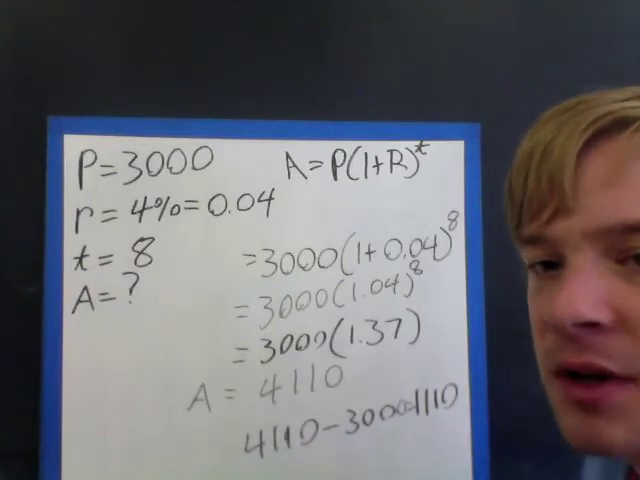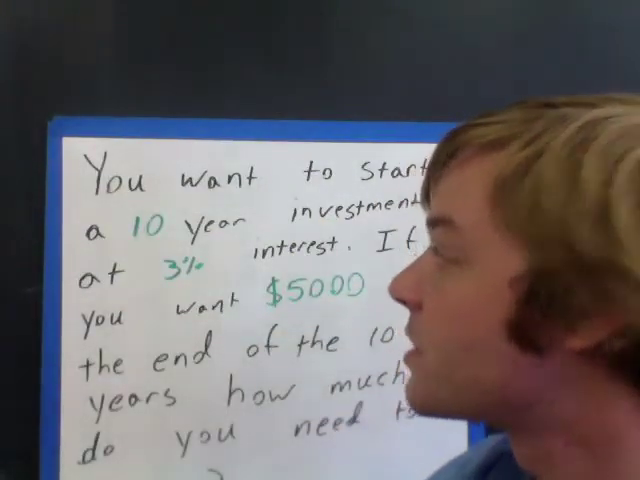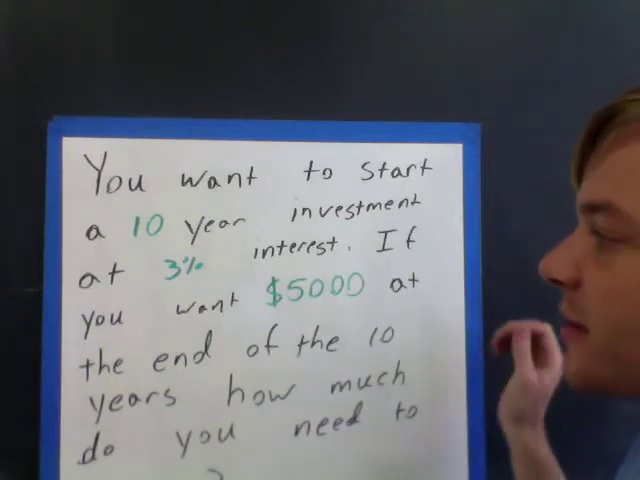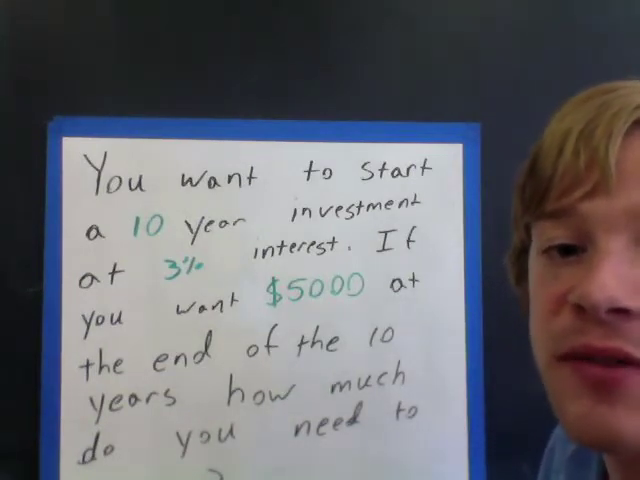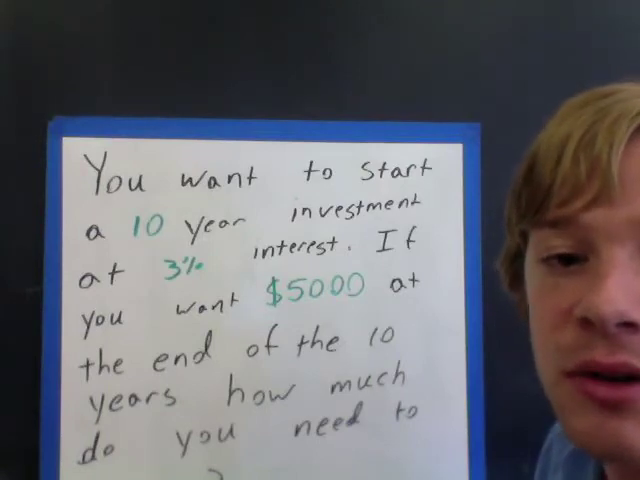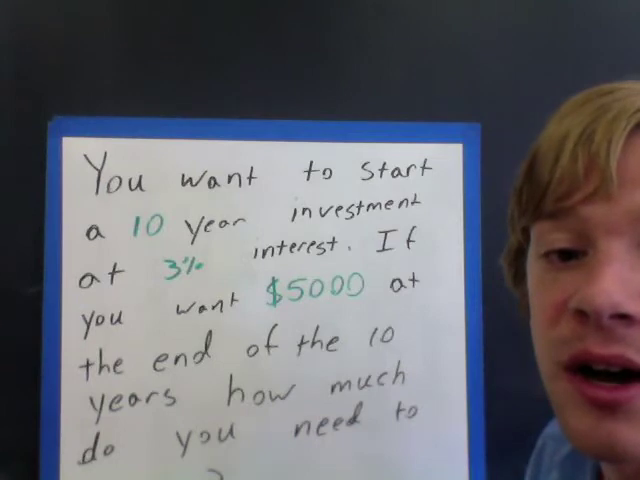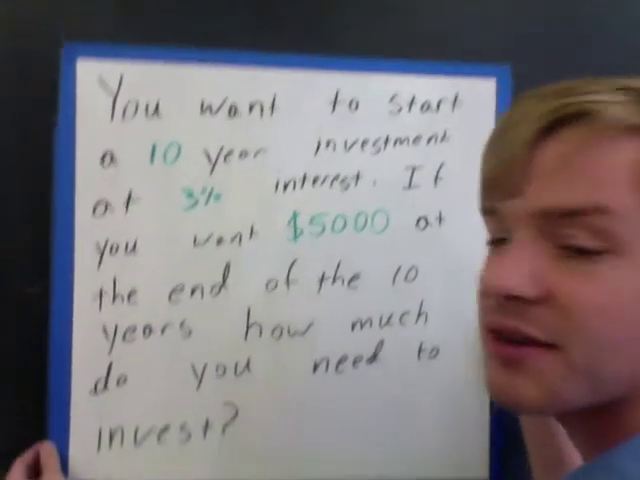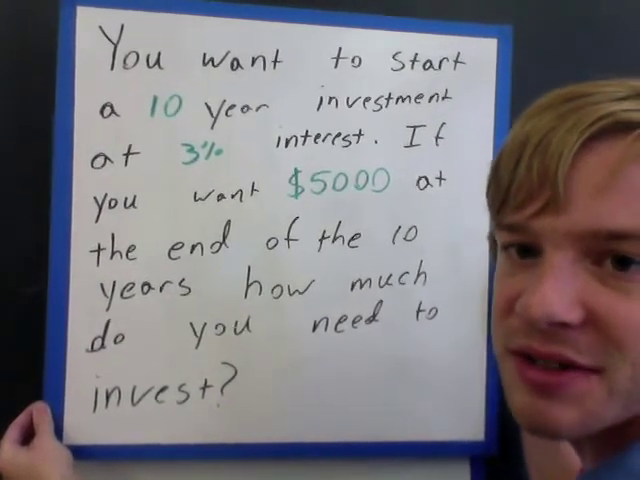The next example we're going to look at has to do with investing money and how you can make money off interest. So for instance, you want to start a 10-year investment at 3% interest. If you want $5,000 at the end of the investment of 10 years, how much do you need to invest?